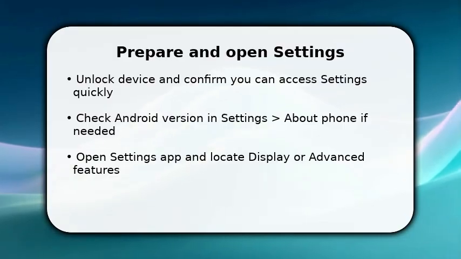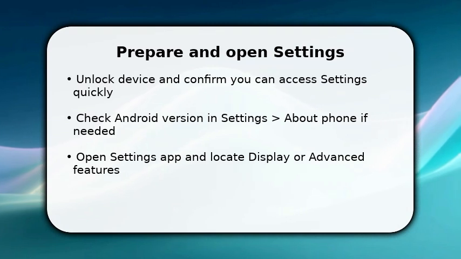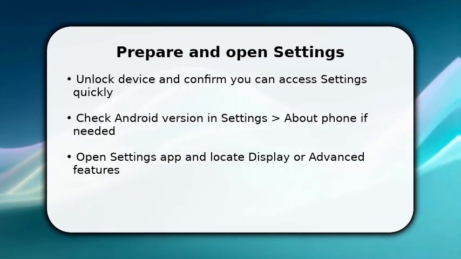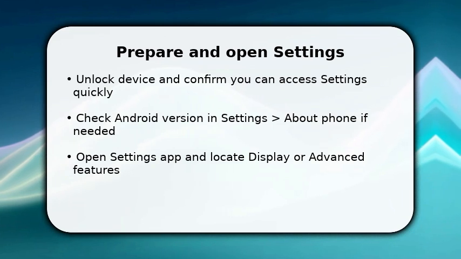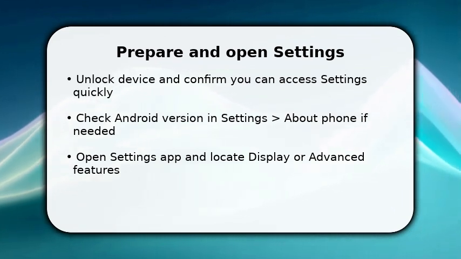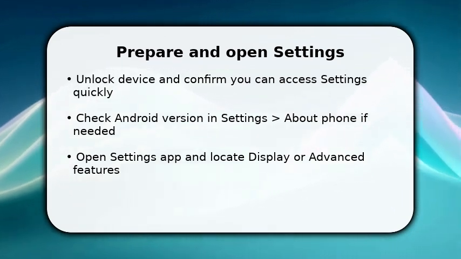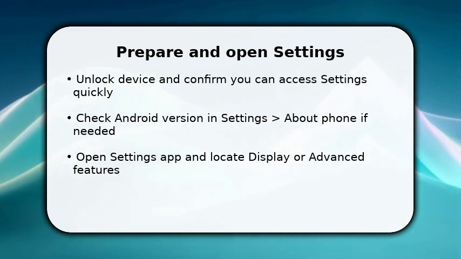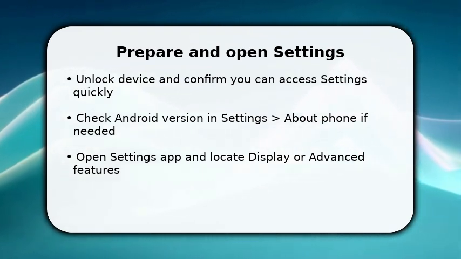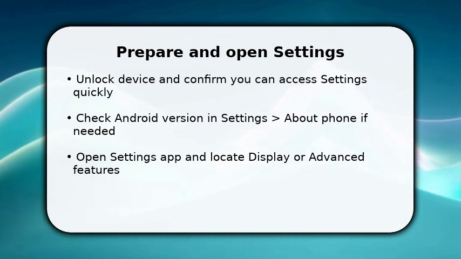You're starting now. Unlock the phone and open settings. Find display or advanced features immediately. This is where Samsung puts rotation controls. If you don't see display, use the search bar at the top and type rotation to speed things up. You're doing this to control auto-rotate versus portrait lock.